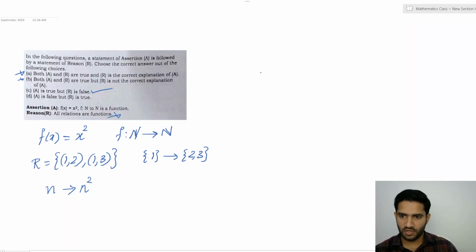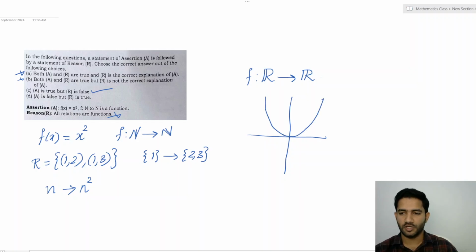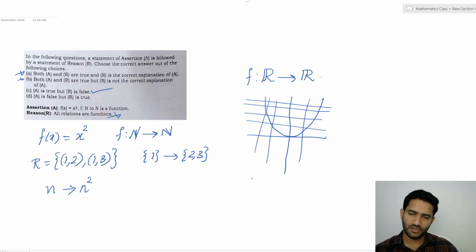And again, moreover, the function here is N to N. If you are considering the function from real number to real number, what will be the graph? It's like a U shape, passing through (0, 0). So clearly we can draw vertical lines, and each intersects at one point. So clearly it is a function.